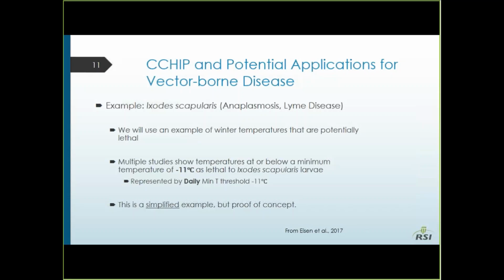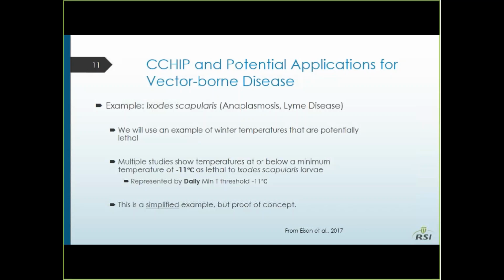The first example here is going to be essentially blacklegged ticks, which can transmit many different types of disease. We know Lyme disease, anaplasmosis, there are others out there now. And from literature, we know there are a few different thresholds, obviously. We're going to take a very basic one here, something that we can do very quickly with CHIP, to say, what is the lethal temperature at which, if we get below this in the winter, it should kill off most ticks.